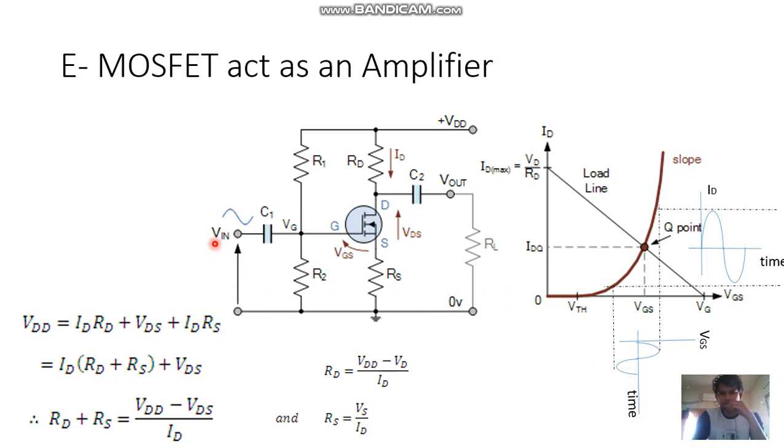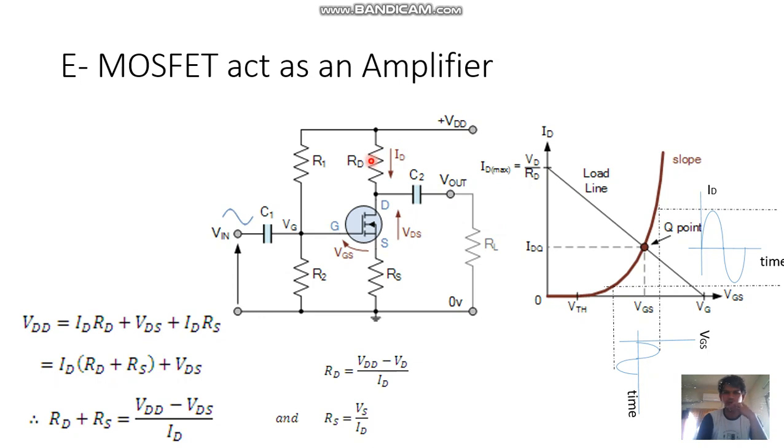Increasing the positive voltage and reducing the positive voltage, so that it is mapped onto this, so that for a small input voltage signal we will get a large current signal at the drain current, and this large current signal multiplied by this resistance will give us a large voltage Vout across the output side. Means Vin is amplified at the Vout. So this is how a MOSFET acts as an amplifier.